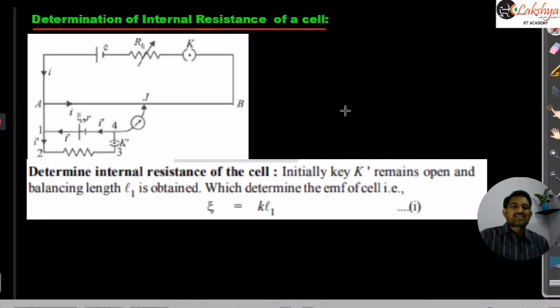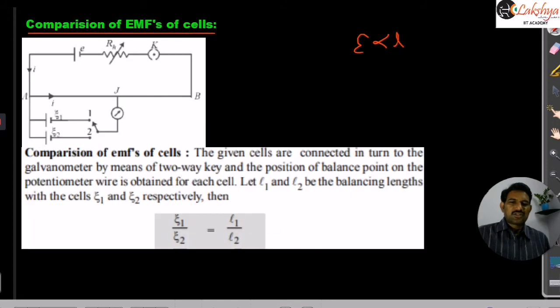And next there will be the determination of internal resistance of the cell. I will explain that, and after that I will show the animation required for this. So this is a circuit diagram for this, and here one more method will be there for this comparison of EMF of the cells. So this is when the cells are connected directly here.